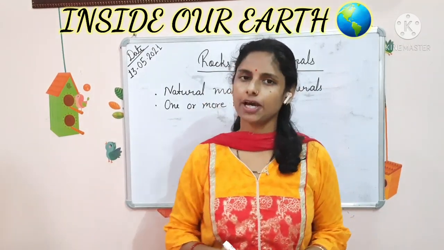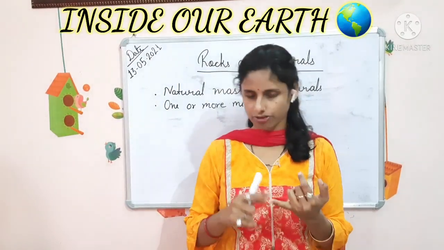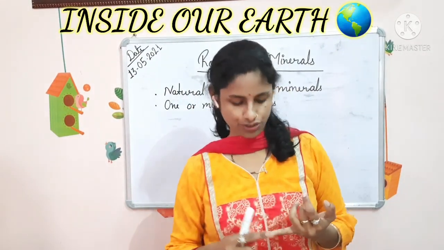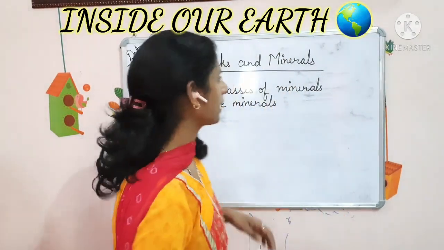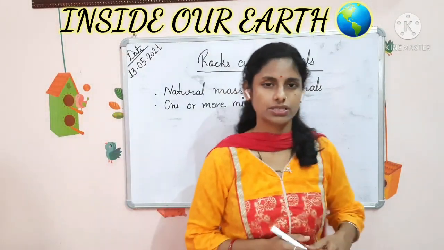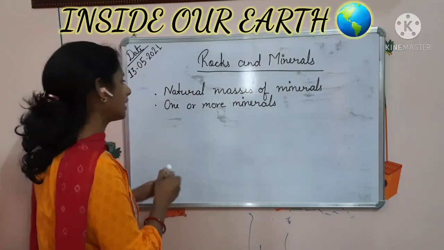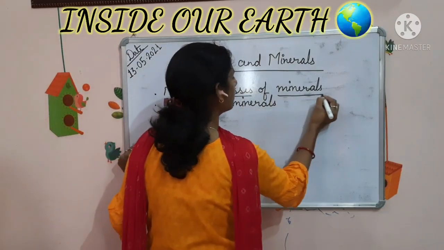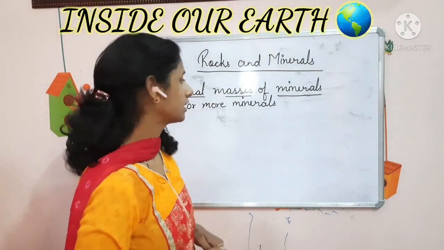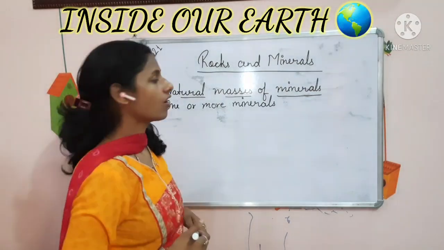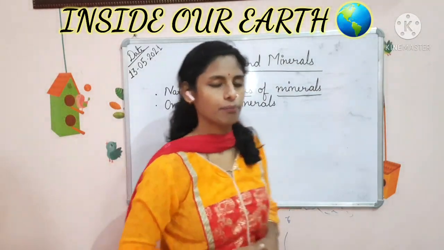As we have discussed in our previous video about the interior part of the earth, these are the crust, mantle and core. We discussed what the crust, the core and the mantle are. Now we will discuss our new topic, rocks and minerals. The earth's crust comprises numerous types of rocks and minerals, and rocks are natural masses of the minerals found on the earth, and they consist of one or more minerals.